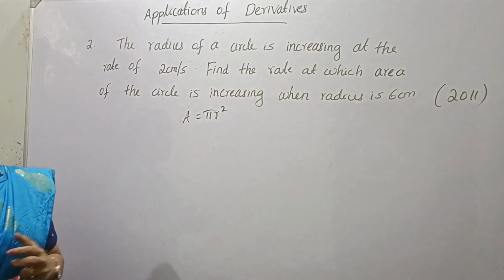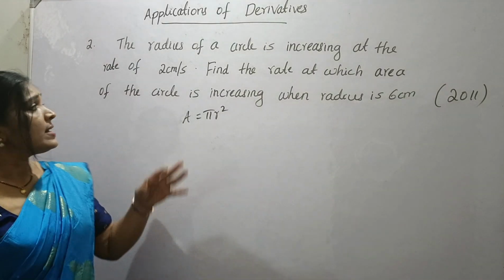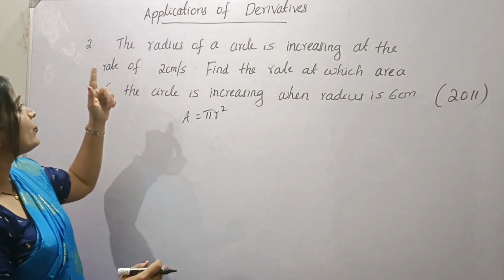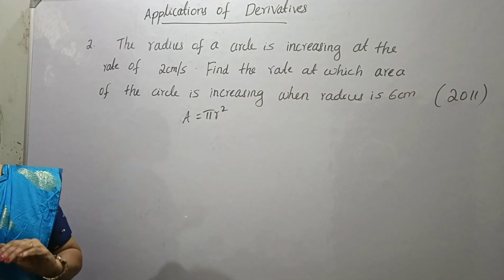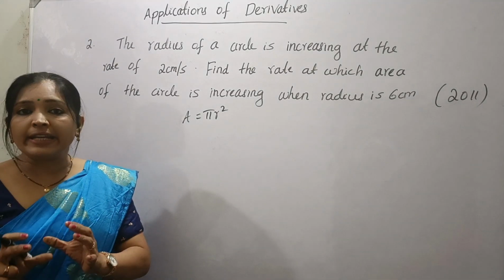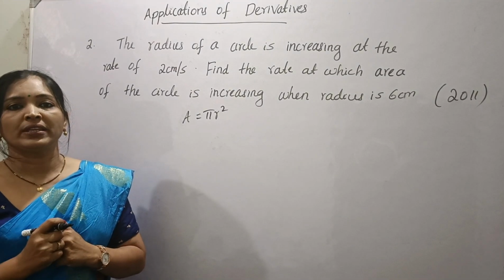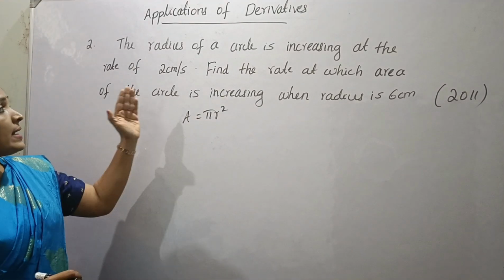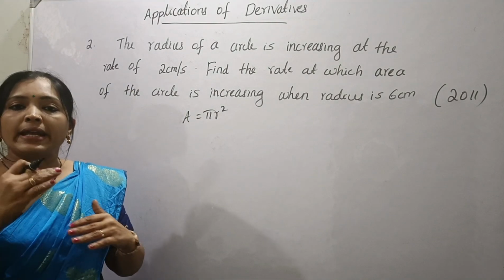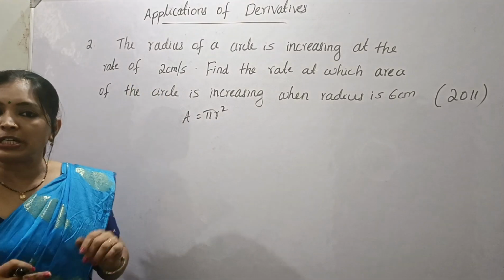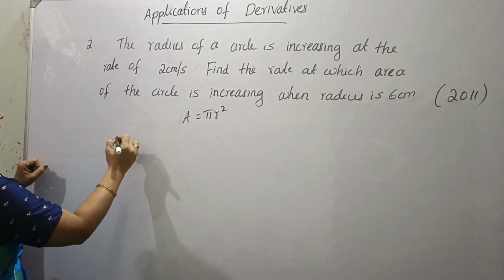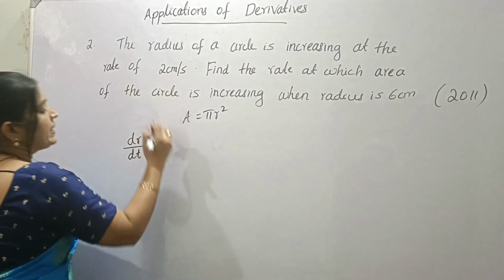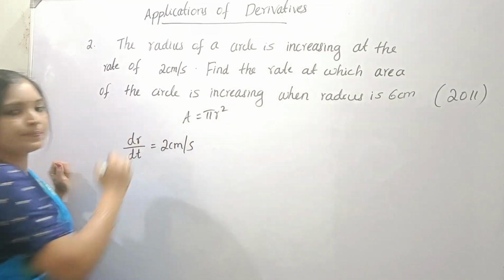Okay, now what is given? Given, the radius of a circle is increasing at the rate of 2 centimeter per second. That is the rate of change of radius with respect to time. Here for a second the radius changes by 2 centimeter. That means the rate of change of radius with respect to time is given, that is 2 centimeter per second.